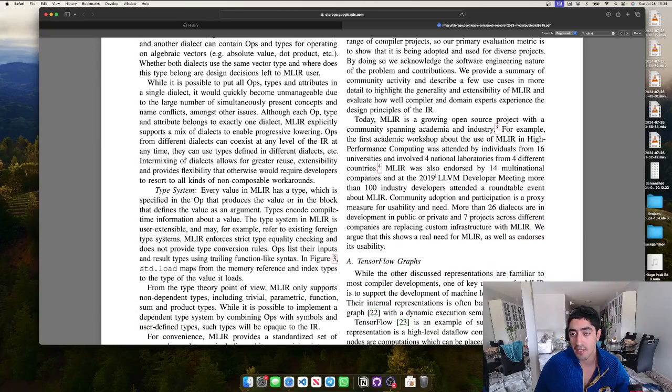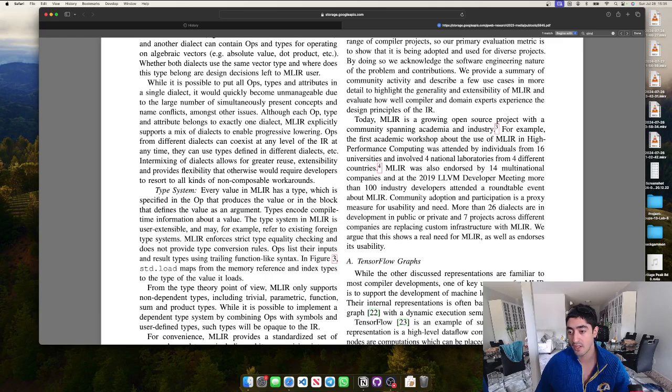Today, MLIR is a growing open source project with a community spanning academia and industry. For example, the first academic workshop about the use of MLIR in high performance computing was attended by individuals from 16 universities and involved 4 national laboratories from 4 different countries. MLIR was also endorsed by 14 multinational companies at the 2019 LLVM developer meeting. More than 100 industry developers attended a roundtable event about MLIR.